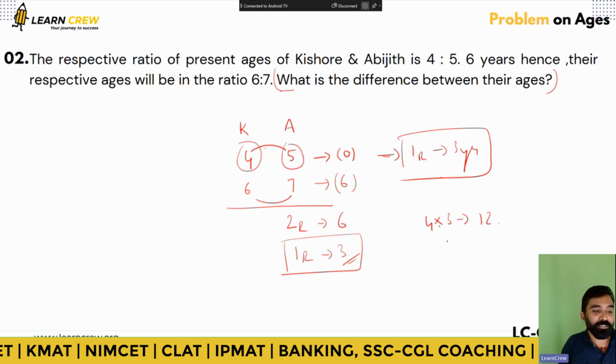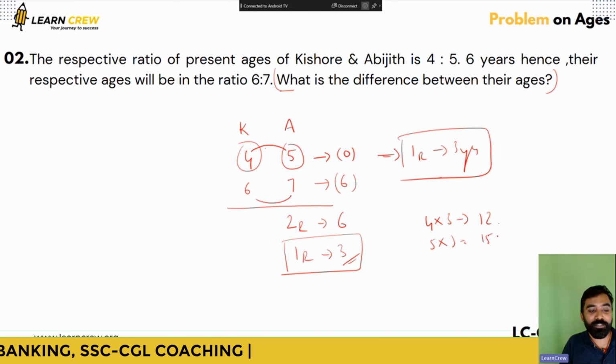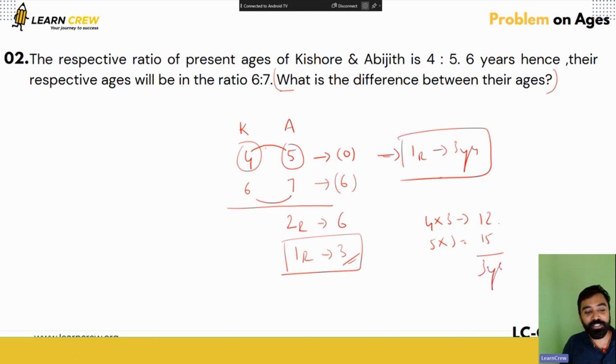What's the age of Abhijit? 5 into 3, that is going to be 15. 15 minus 12 is going to give you 3 years. This is going to take much more longer time. This is going to give you the answer immediately. It is up to you. If you want to take it up, fine.